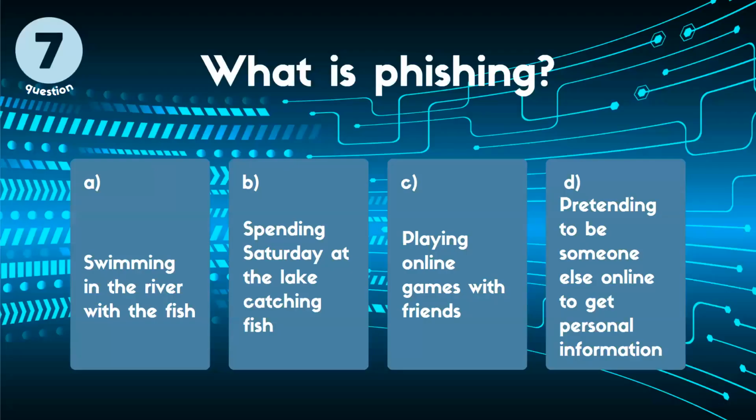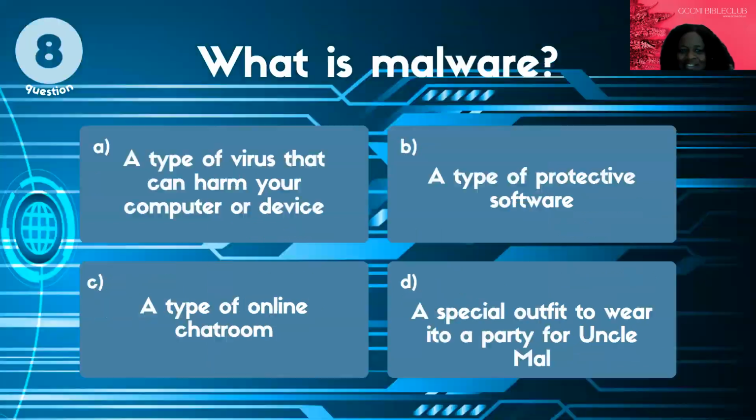So what is phishing? A, swimming in a river with fish. B, spending Saturday at the lake catching fish. C, playing an online game with friends. D, pretending to be someone else online to get personal information. What's the answer? D.